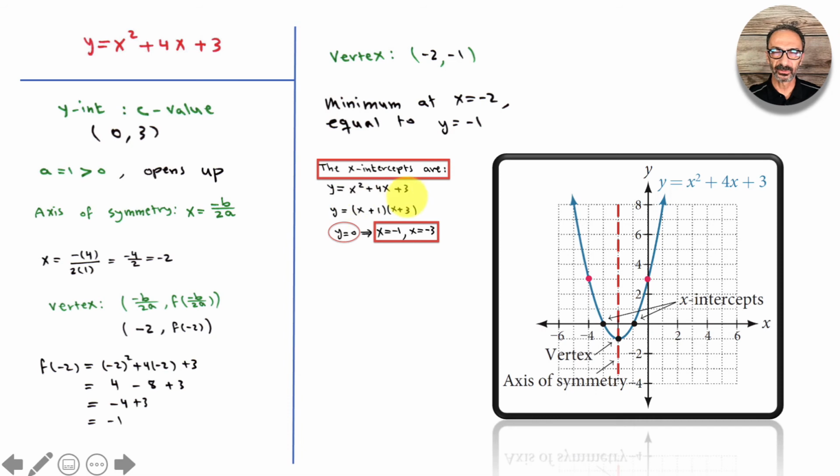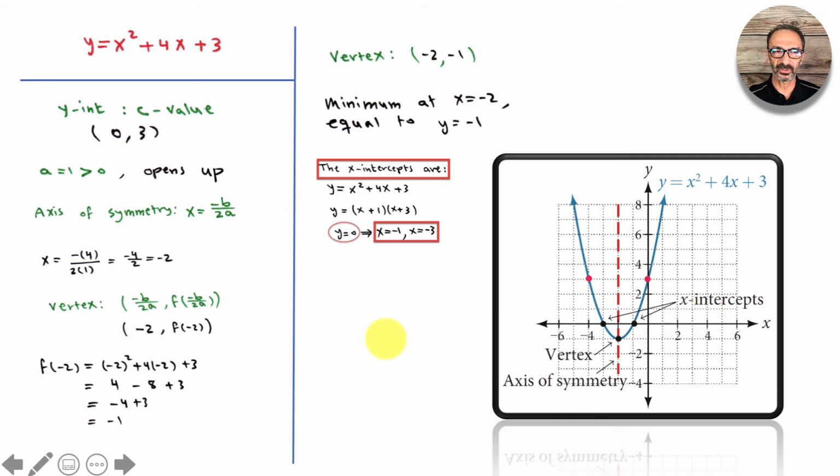To look for the x-intercepts, we factor it if we can. If we can't, we use the quadratic formula. This one is factorable, which is (x plus 1) times (x plus 3). Setting this whole thing, or y, equal to 0, we end up with x equals negative 1 and x equals negative 3. And those, negative 1 and negative 3, are the x-intercepts.